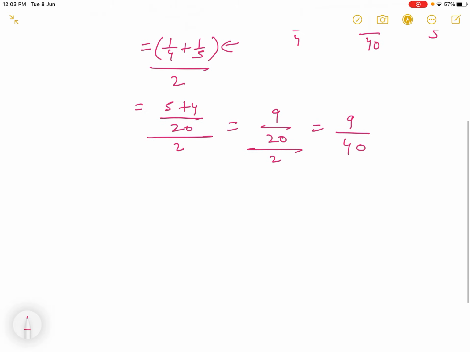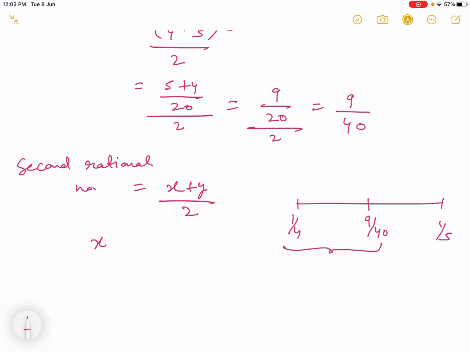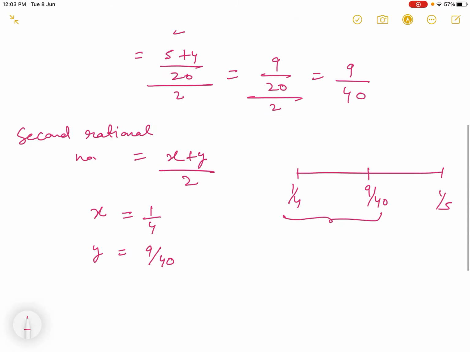So what we have is 1 by 4, 1 by 5, 9 by 40. The second rational number can be found using these two numbers. So for the second rational number we will use the same formula, (x plus y) by 2, but here x is now 1 by 4 and y is now 9 by 40, right.